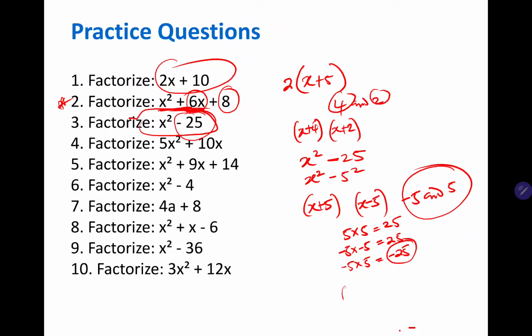Please try to factorize the other questions here. We have 10 questions. Let me know what you think about them. Let me know the level of your understanding by showing me your answers in the comment section.